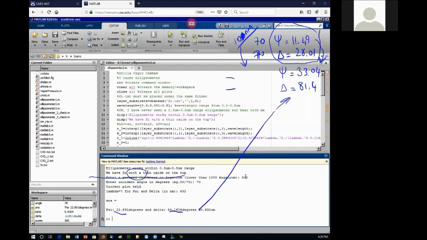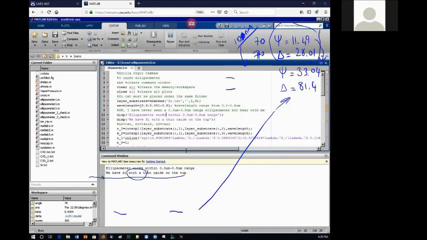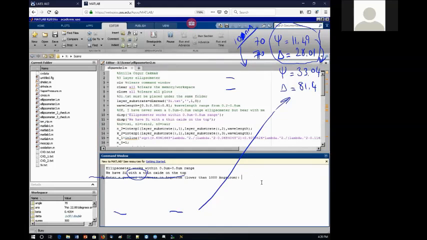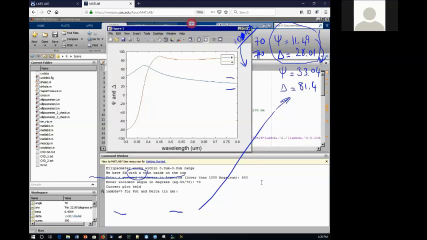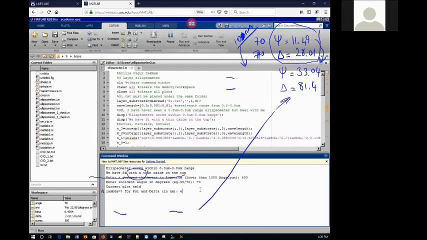So I need to guess another time. Instead of 500, I'm running it again. I think it was 800 something. So 800, and 70 degrees, 632. Yes, so you see 800 gives me almost this number that I'm looking for. That's what I meant by a guessing game. So it says psi is 32.5 and delta is 81.73. Almost the same, right, guys? So I'm in the range.